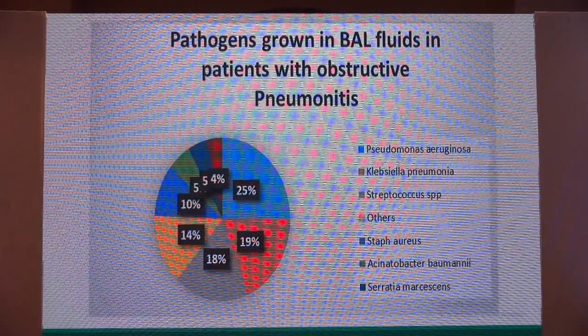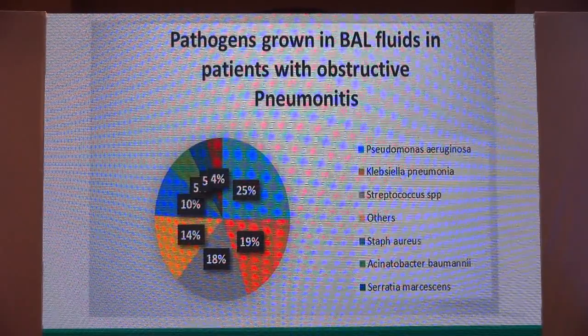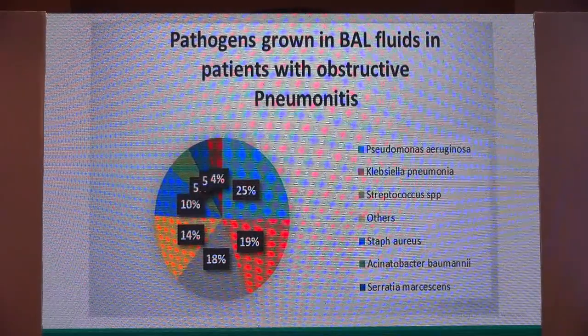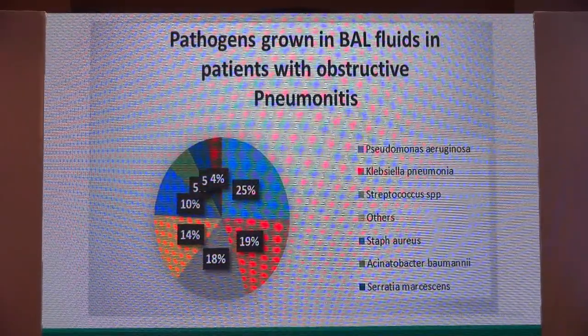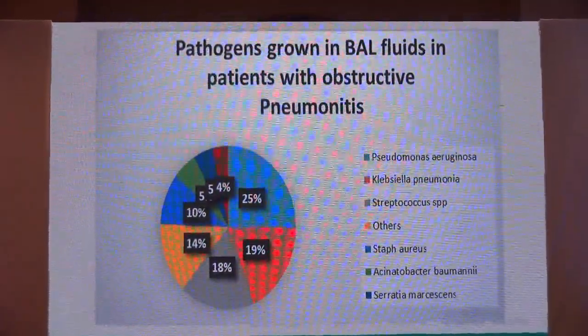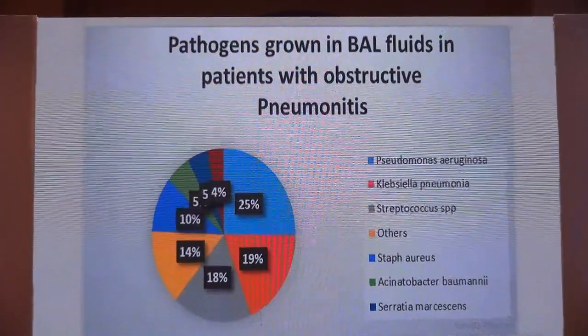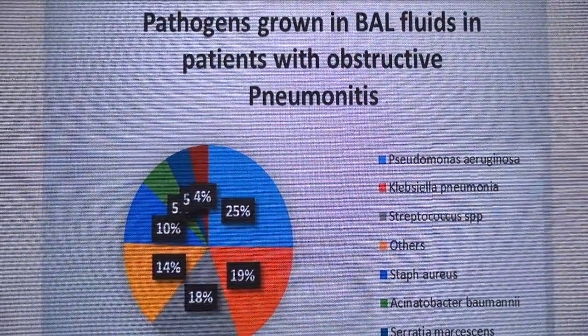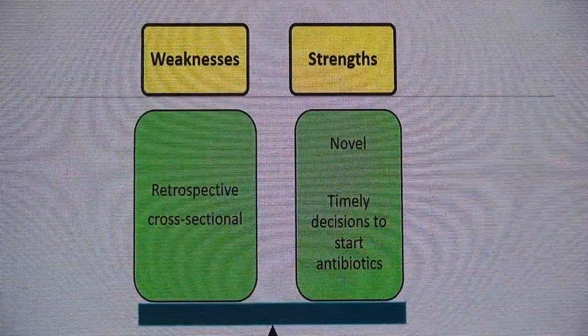These were the organisms isolated among the 51% which were culture positive. Predominantly they were Pseudomonas, followed by Klebsiella. Predominantly they were gram-negative. These patients are subjected to a lot of endobronchial procedures and bronchoscopies, so maybe one rationale is that they acquired these bugs from the hospital or from the equipment we use for diagnosis.